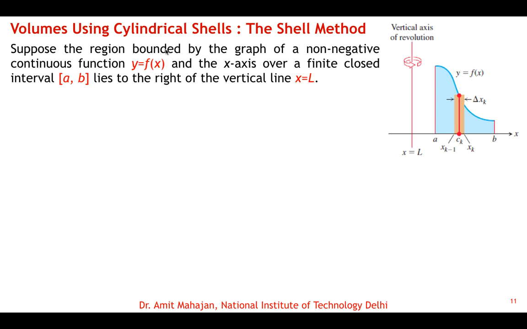Suppose the region bounded by the graph of a non-negative continuous function y = f(x) and the x-axis over a finite closed interval [a, b] lies to the right of a vertical line x = L, about which this curve is rotated. Let us see what we mean. Say there is a curve y = f(x), which is a non-negative continuous function. This curve lies above the x-axis, from the point A to point B.